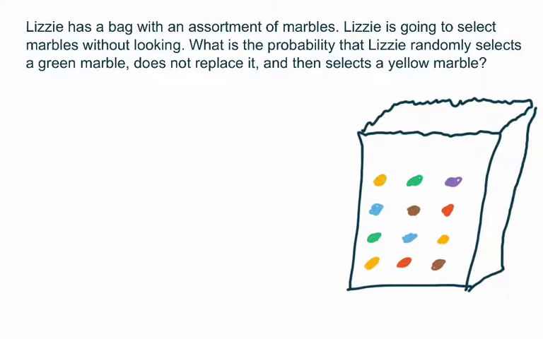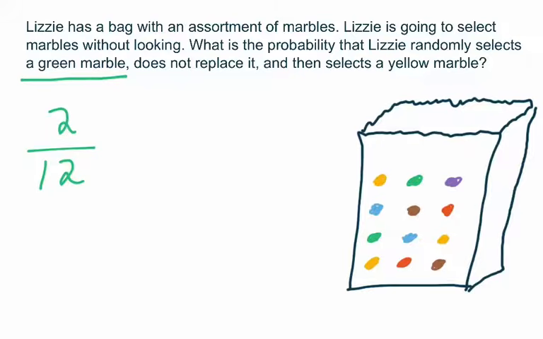We need the probability of the first event, probability of the second event, and then we just multiply and simplify. So when we look at the first event, what is the probability that Lizzie randomly selects a green marble? Well, how many marbles total do we have in the bag to start with? We need our total. We've got 4 rows of 3 there. It looks like there are 12 total marbles in that bag, and 2 of them are green.